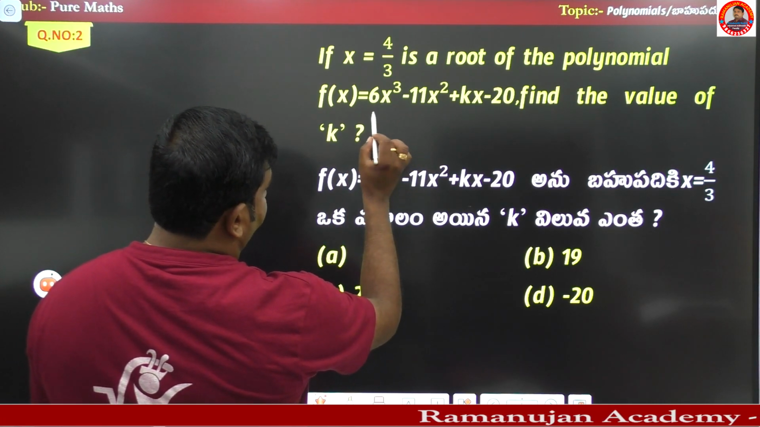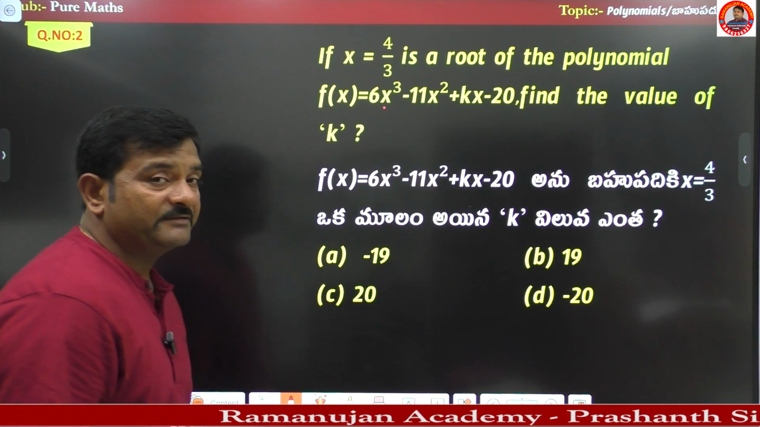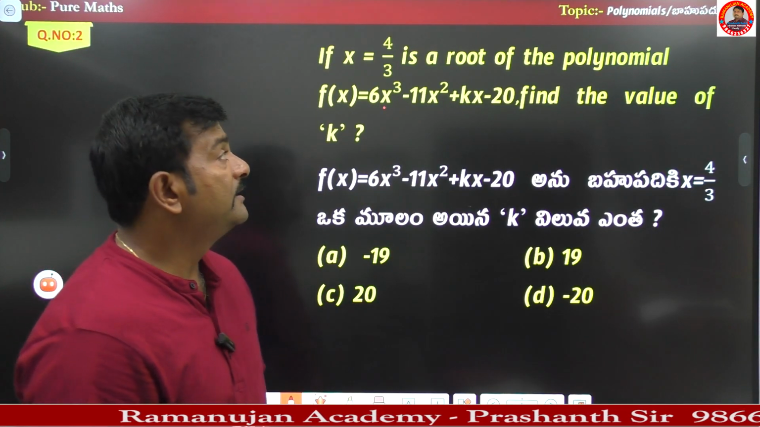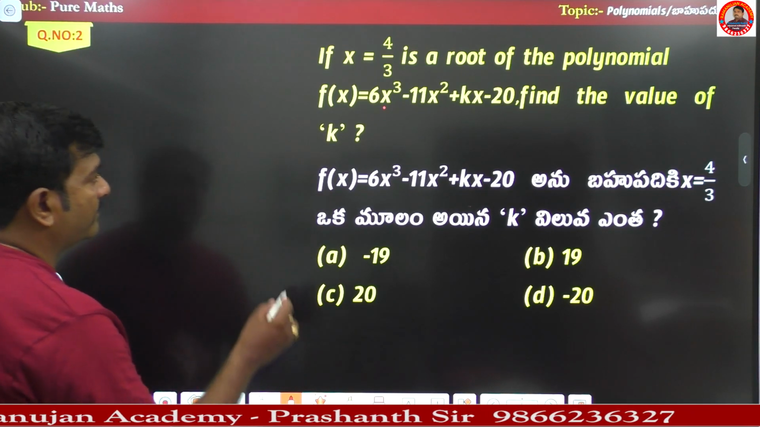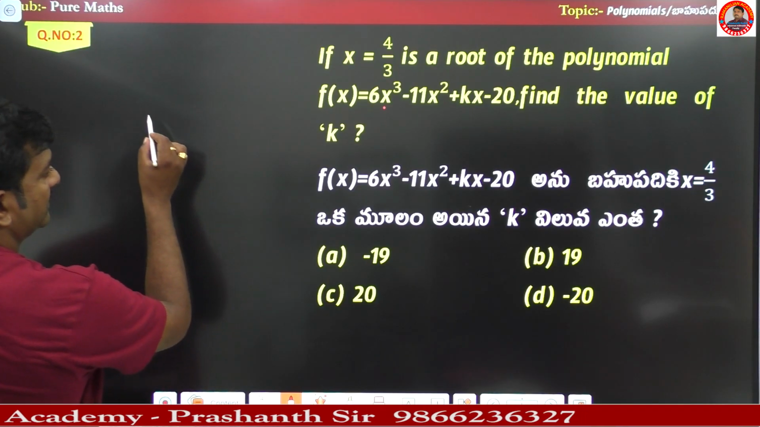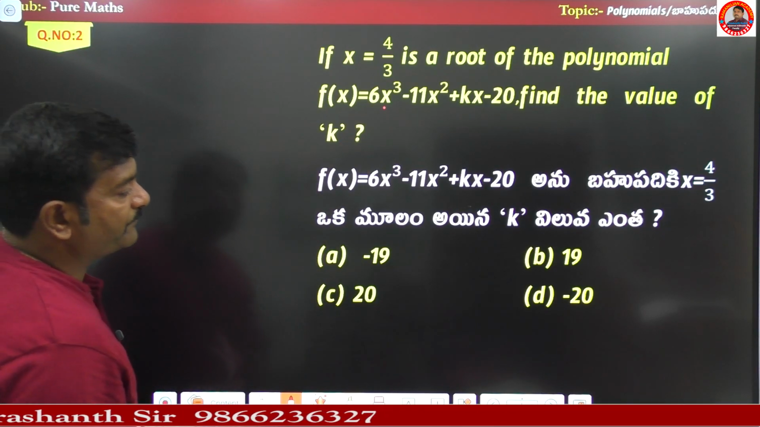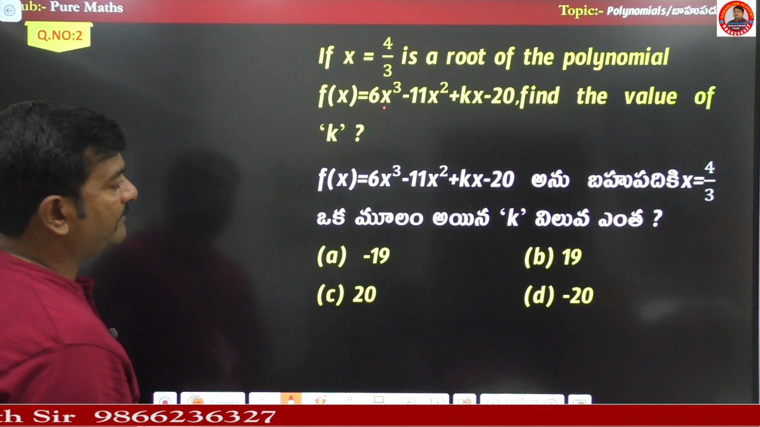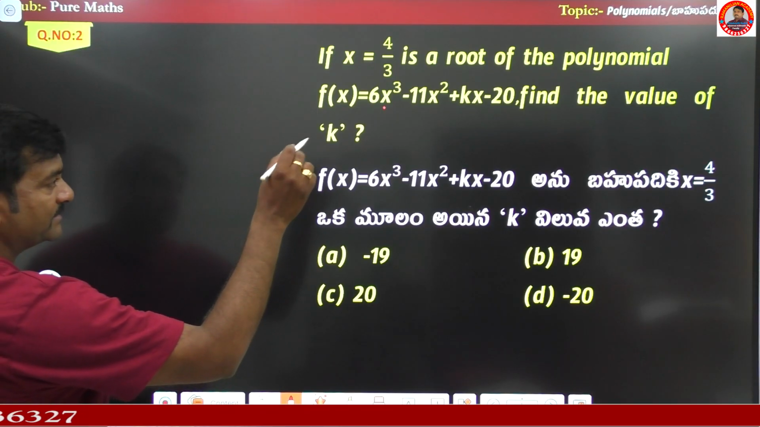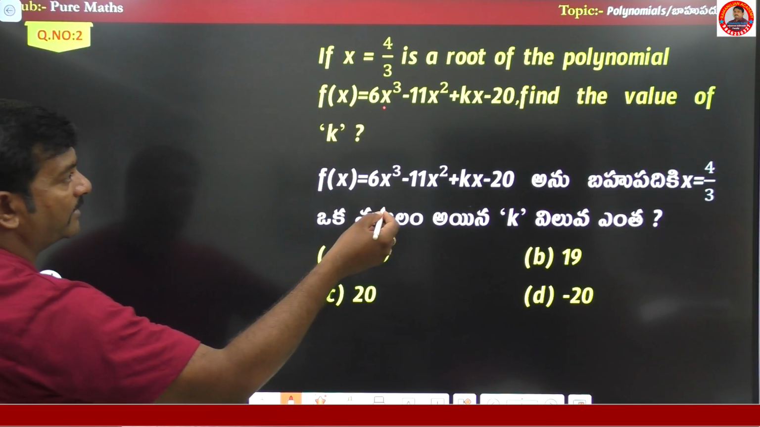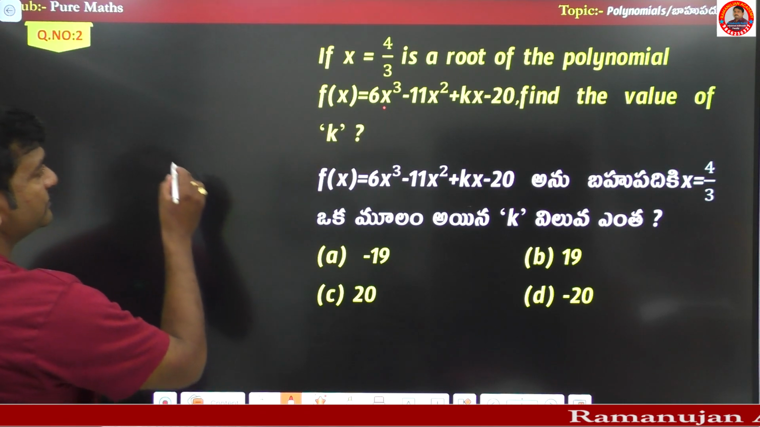See, actually the degree of this polynomial is equal to 3. Now wherever x is there, in place of x, what I am doing is putting x equal to 4 by 3. Now if you put x equal to 4 by 3, he asked to find the k value. Since it is a root, it must be satisfied, meaning 0 you should get. Root means 0 of the polynomial. Since it is a 0 of the polynomial, if you put x equal to 4 by 3, you should get the value 0.